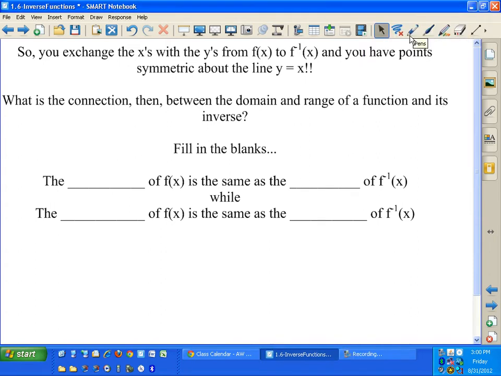Hello and welcome to section 1.6, inverse functions. Basically, this is just some basic notes for it.